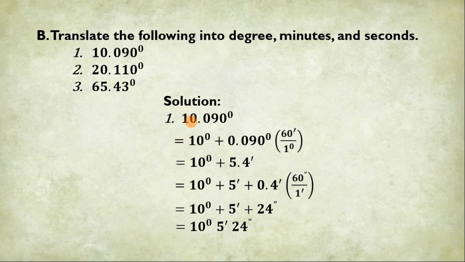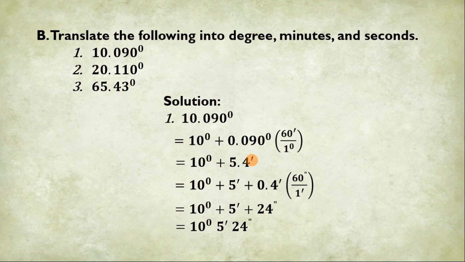Isolate the whole number in degrees, and the 0.090 degrees will be multiplied by 60 minutes over 1 degree. We reverse because we have to eliminate the degree unit here. So in this case, copy 10 degrees plus, by multiplying this using a calculator, the degree will cancel out. Then 0.090 times 60 minutes is 5.4 minutes. Take note, we have the decimal 0.4 minutes. And we need this converted to seconds.